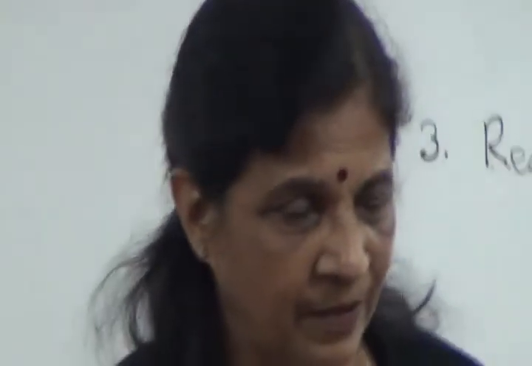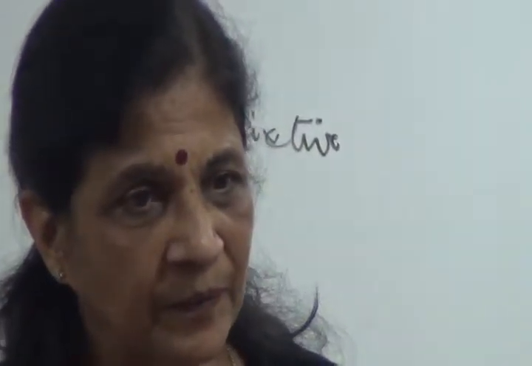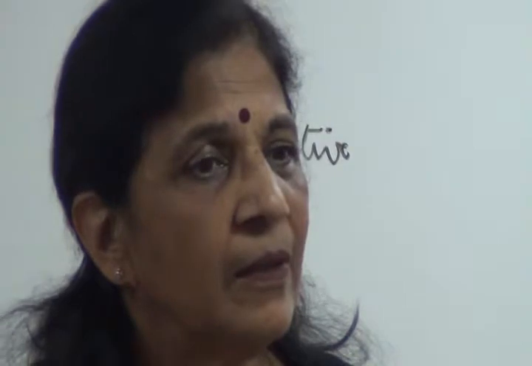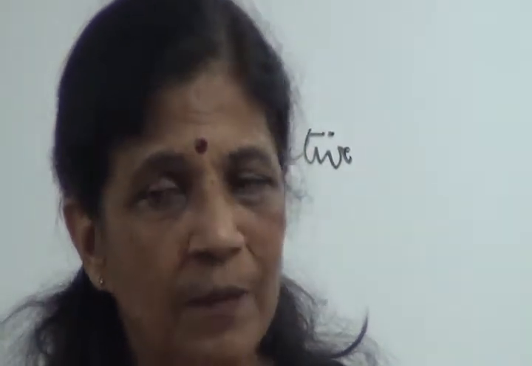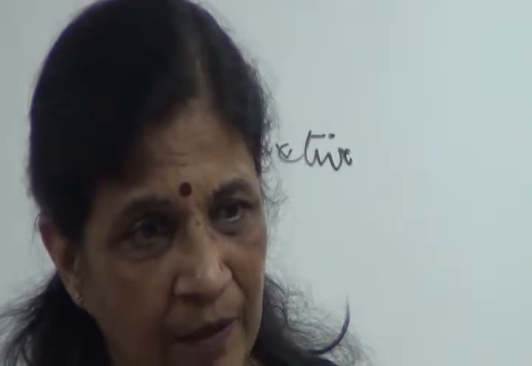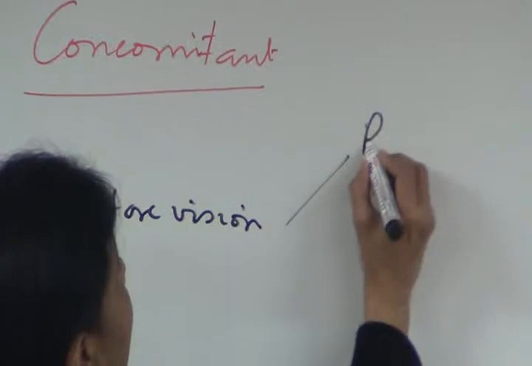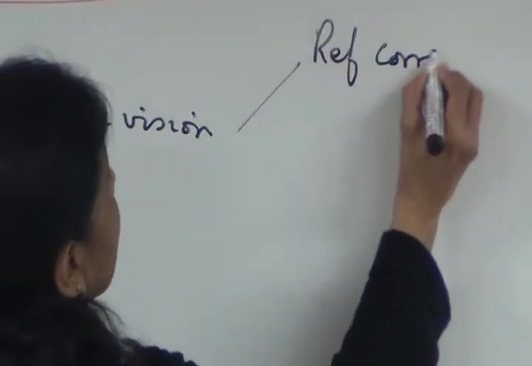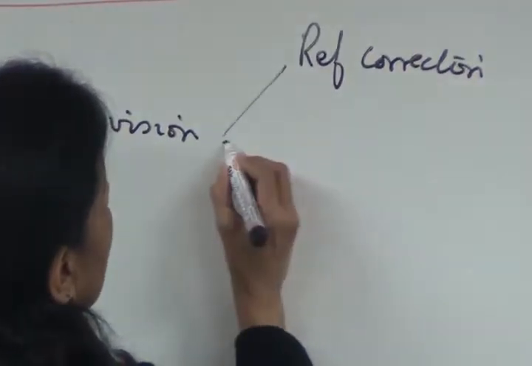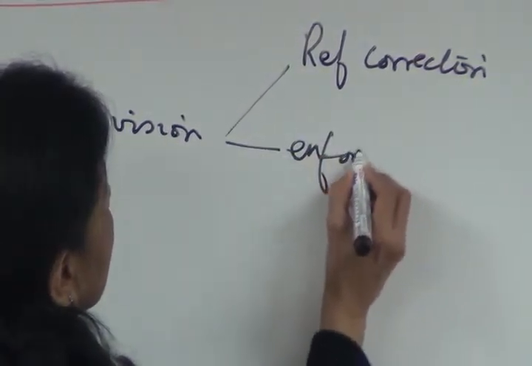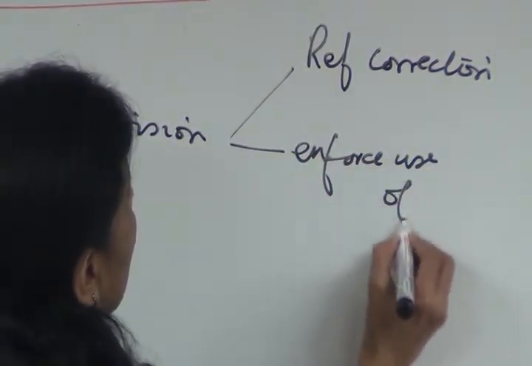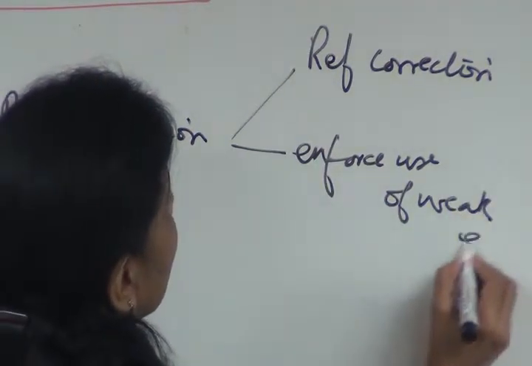Give corrective glasses. Ensure use of the weaker eye by giving part-time or full-time occlusion to the sound eye. Right? So, restore vision by refractive correction. Enforce use of the weak eye, sorry. Right? Clear?